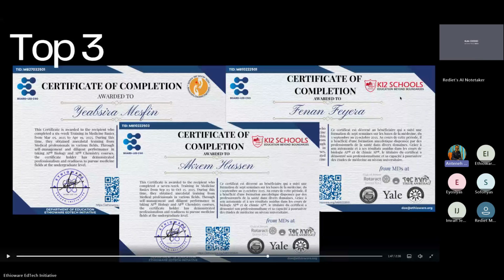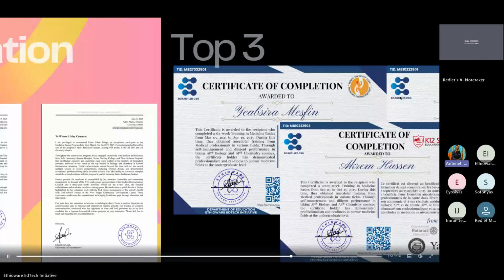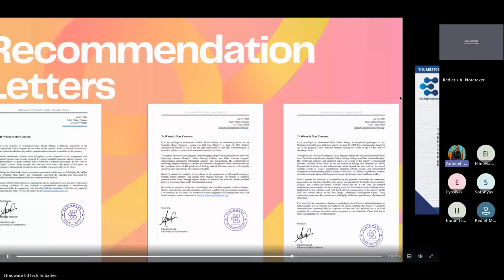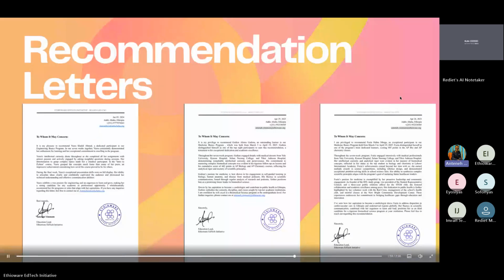It is both in English and French, so we make it as diverse as possible. Even if you are applying to colleges, to programs outside of the English-speaking countries, this will be also available as well. And French is the second most spoken language in Africa as well. That's why. And moving to the recommendation letters.